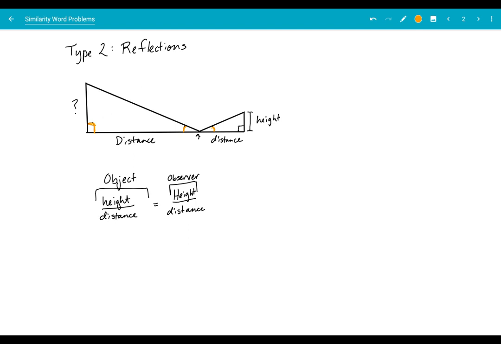In this case, I split up my triangles according to the object that's bouncing off of something, and the observer, or it could be just like where it lands or something that created the smaller triangle. And you'll see there's a lot of commonality from the first one, height over distance, in this case, height over distance. It's just that the smaller triangle, while dilated smaller, is reflected. Makes sense for a reflection.